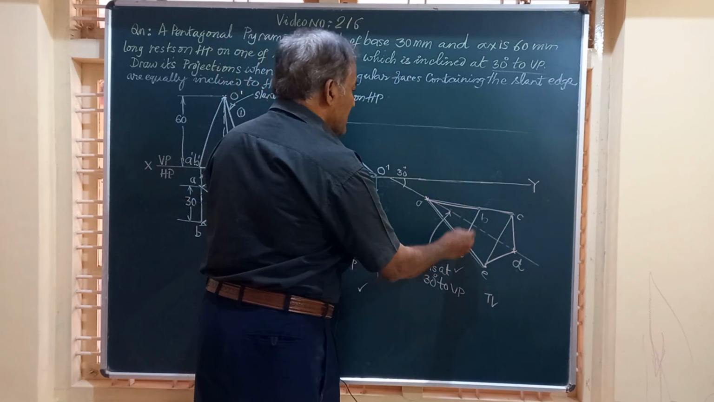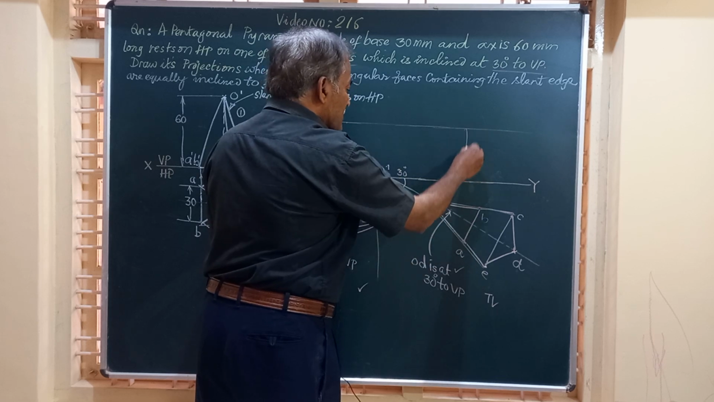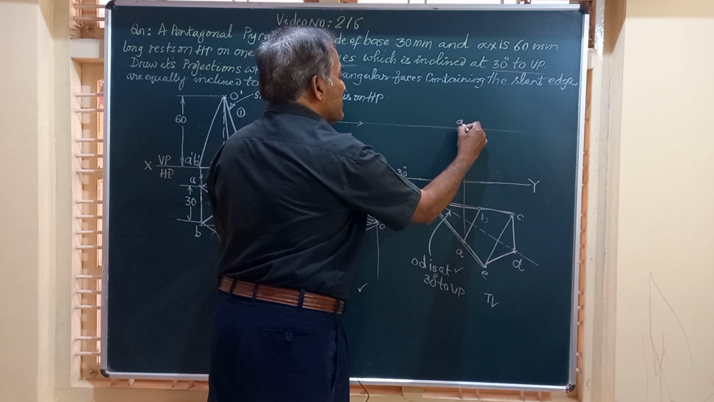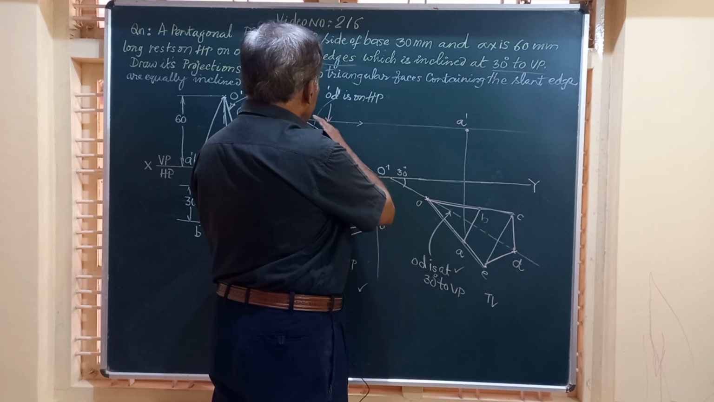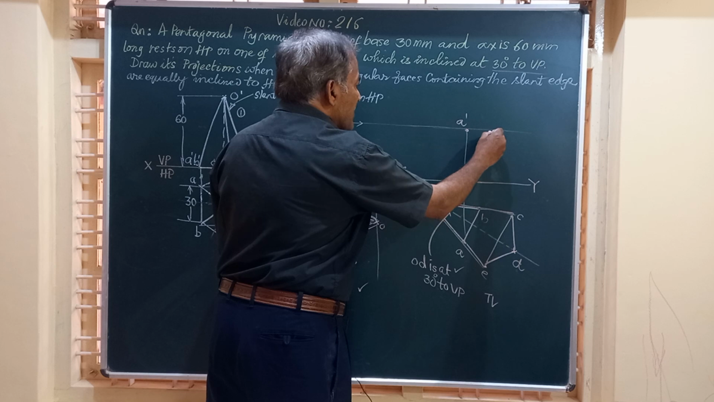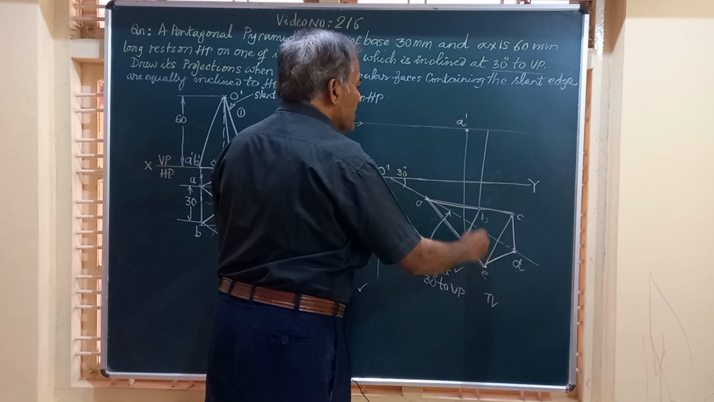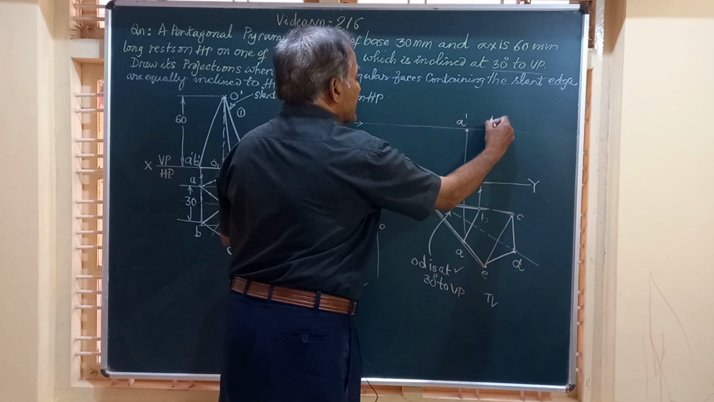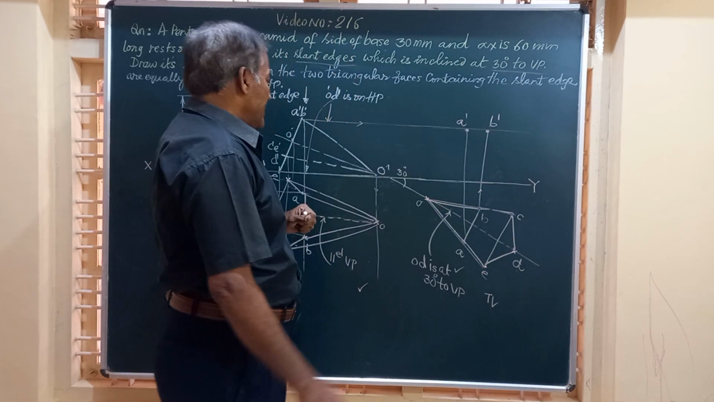So draw a vertical line through A and a horizontal line through this. They intersect at this point. We call it A dash. Similarly, B dash is also on the same line. Draw a vertical line from here, a horizontal line from here. The point where they intersect is our point B dash.